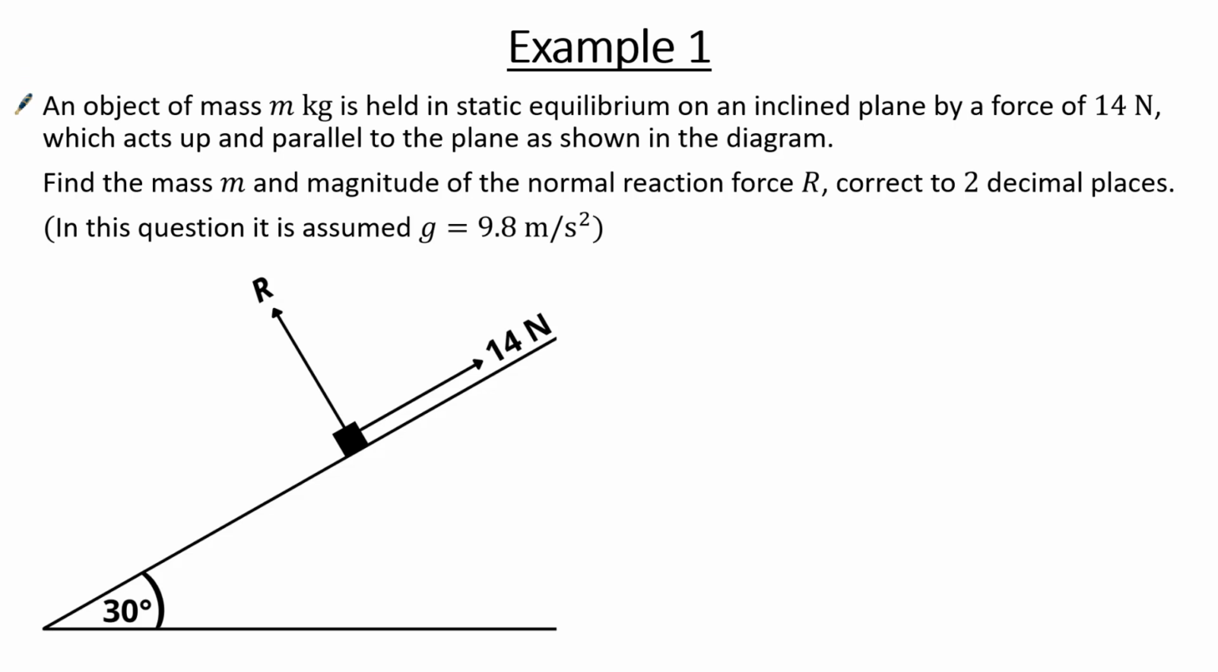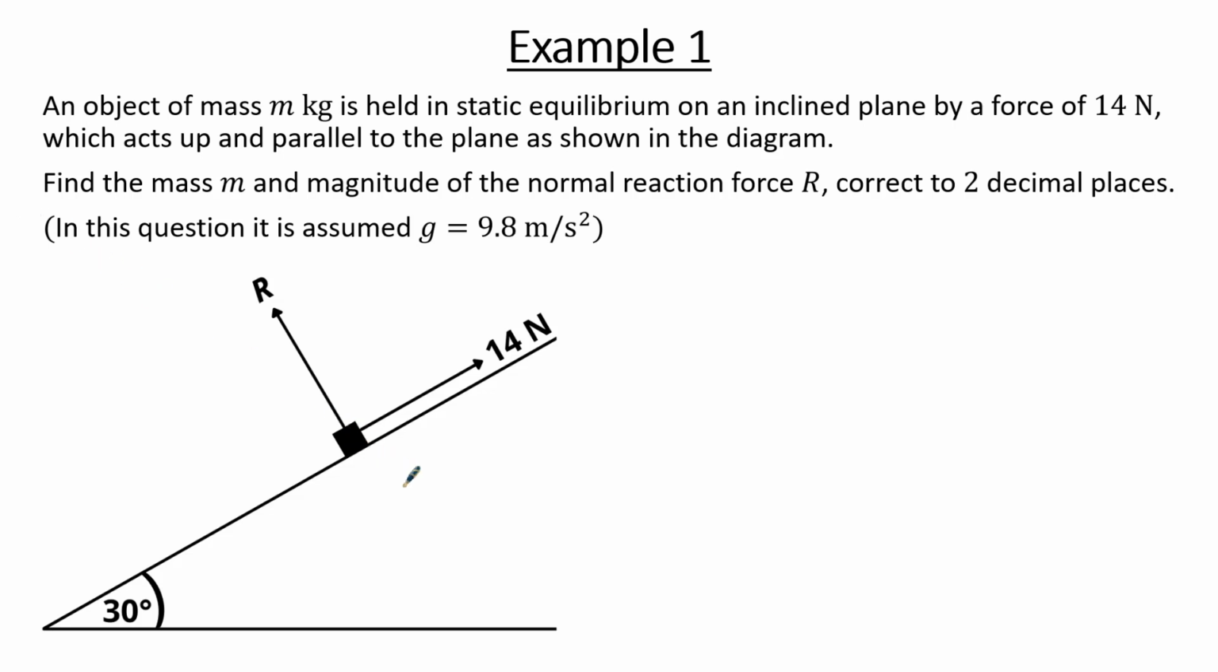An object of mass m kilograms is held in static equilibrium on an inclined plane by a force of 14 newtons, which acts up and parallel to the plane as shown in the diagram. Find the mass m and magnitude of the normal reaction force r correct to 2 decimal places. In this question it is assumed g equals 9.8 meters per second squared, where g is the acceleration due to gravity.